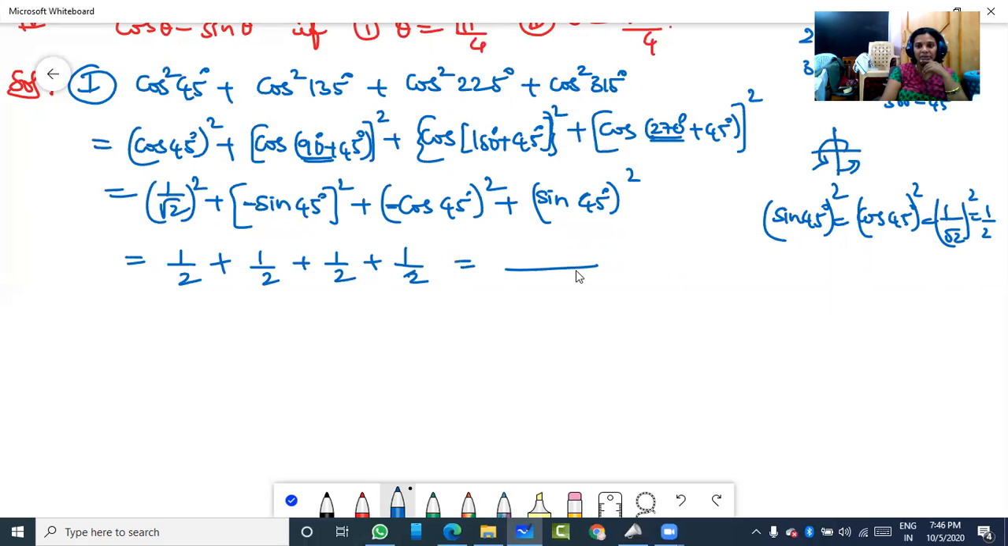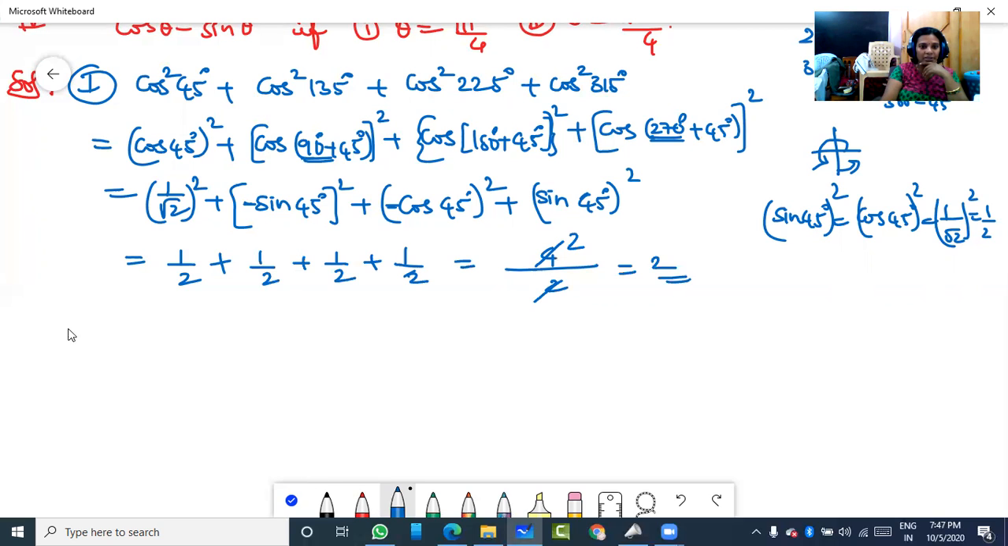Taking the LCM is 2. 1 plus 2 plus 3 plus 4, that is 4 ones means that is 4. 1 plus 1, 2. 2 plus 1, 3. 3 plus 1, 4. 2 ones are 2, 2 twos are 4 over 2, it is equal to 2. 2 is the answer for the first question.